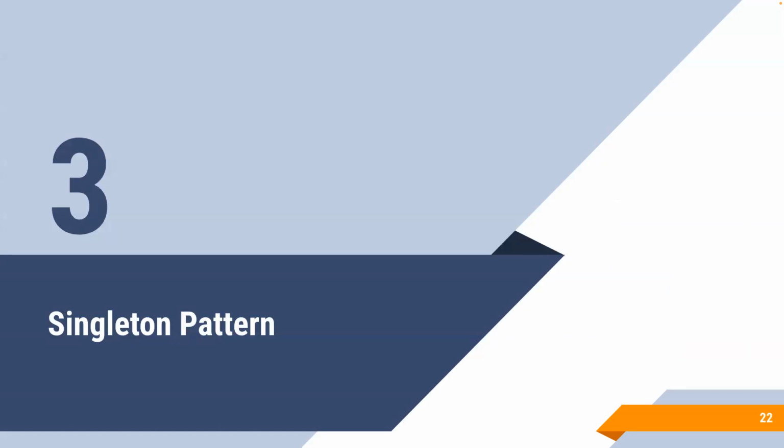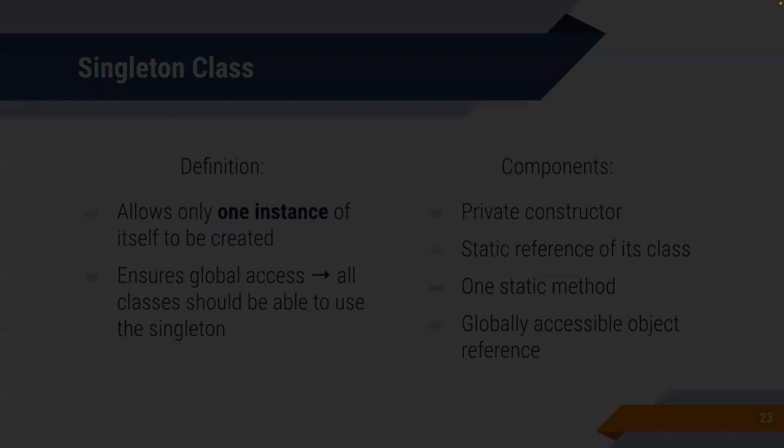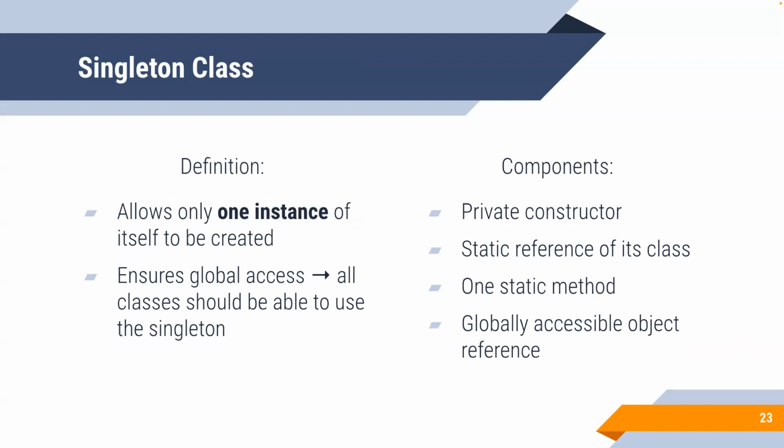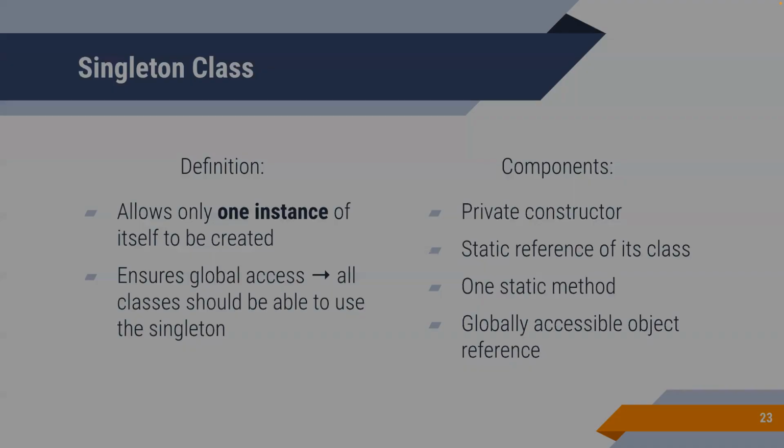Okay, and then our last pattern is the singleton pattern. Basically a singleton class is something where you only want one instance of the class to be created. So you're going to create one instance of this class and then it's going to be globally accessible throughout this app. And this app is just going to update that one instance from every single screen. It's just that one object. So every singleton has to have a private constructor, a static reference of its class, one static method, and it should be a globally accessible object reference. So we will see this in a following example.